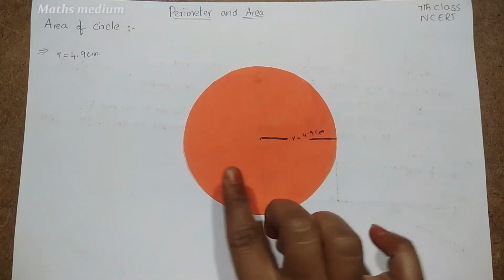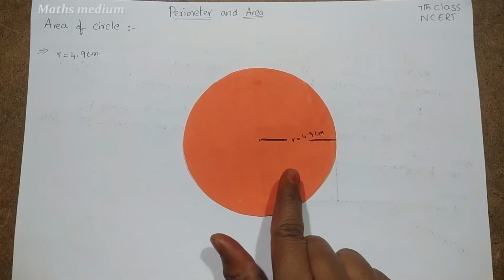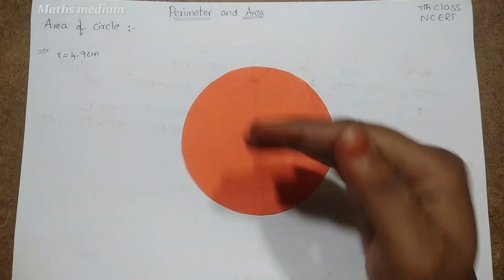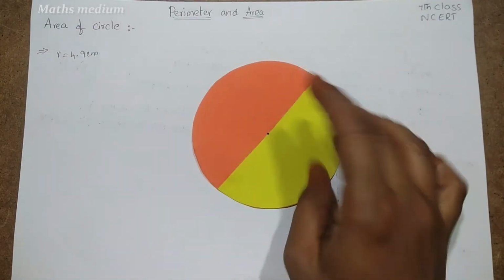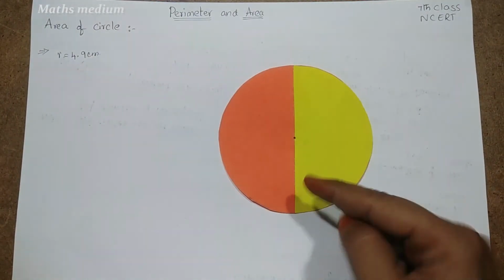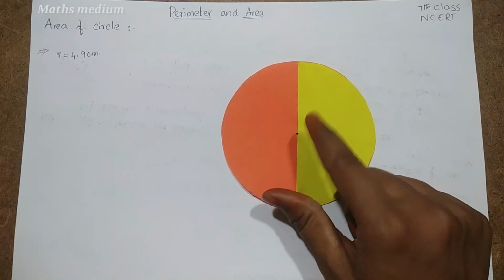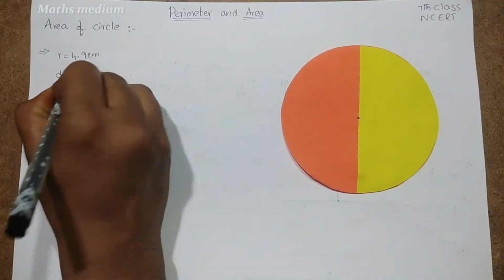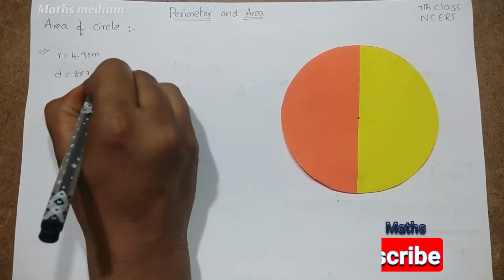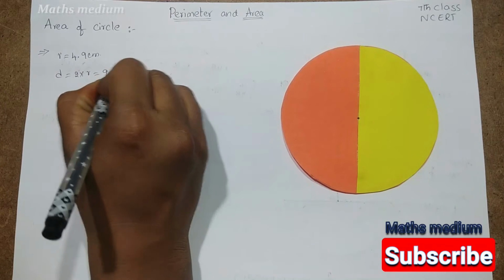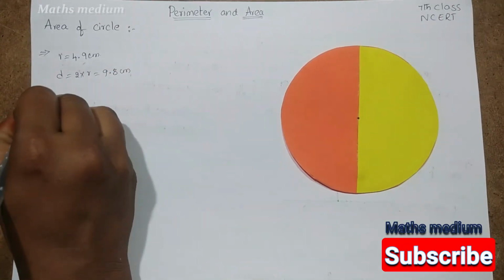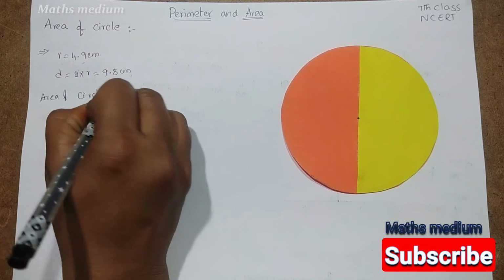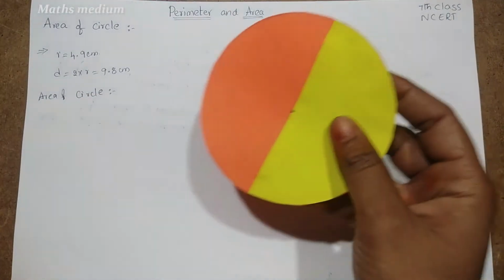Now I am making one half part in this color and the other half in another color. It means one semicircle has one color, another semicircle has another color. So see, like this. Now this is a diameter of 9.8 centimeters. Now we have to find the area of a circle. So D is equal to 2 into R, that is equal to 9.8 centimeters. Now area of circle is, I am doing one thing with this.